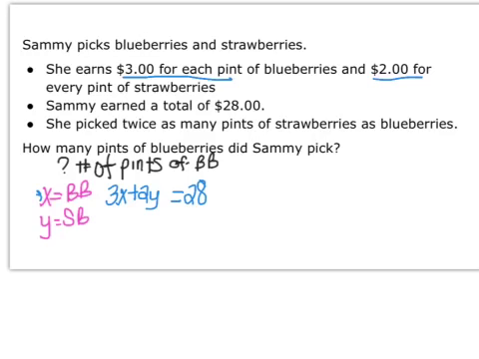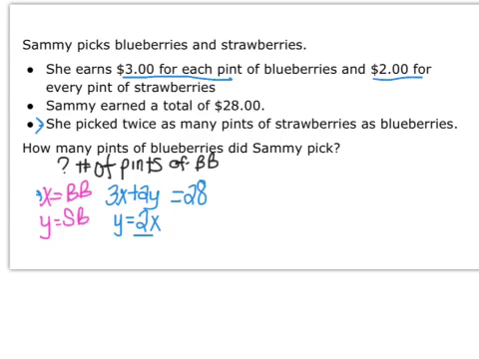Now let's look at the next piece of information. It says she picked twice as many pints of strawberries as blueberries. So when I read that, that's telling me that the strawberries was greater. So the strawberries, Y, were twice as many as the blueberries. So twice means to multiply by 2. Again, she picked twice as many strawberries as blueberries, so the strawberries is 2 times the amount of blueberries.